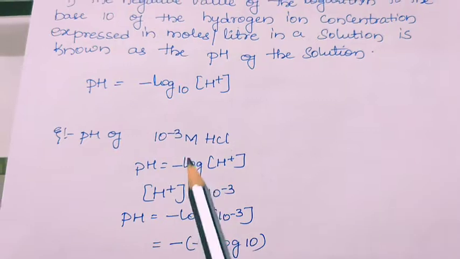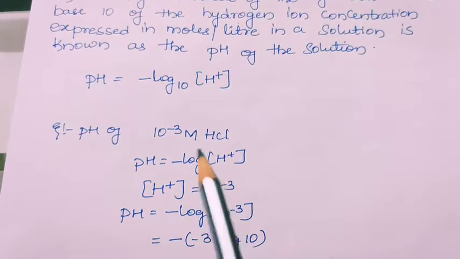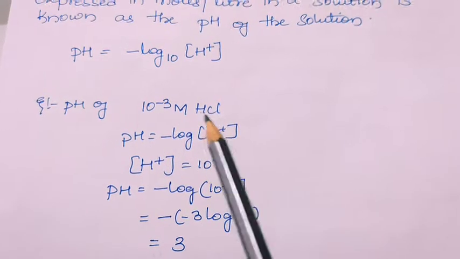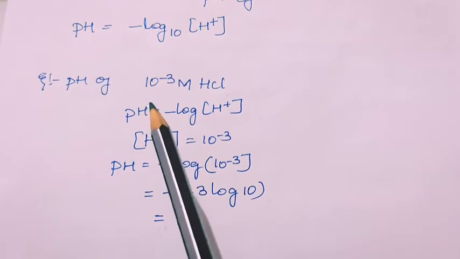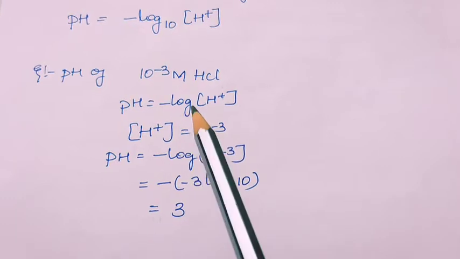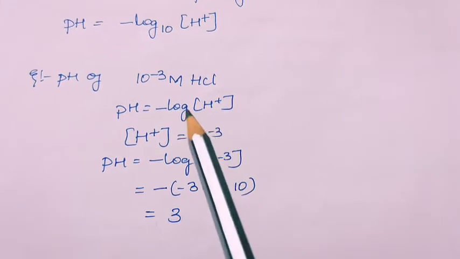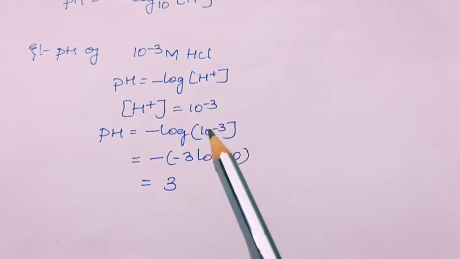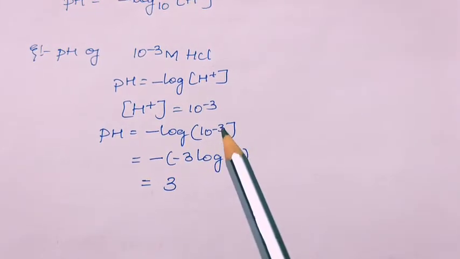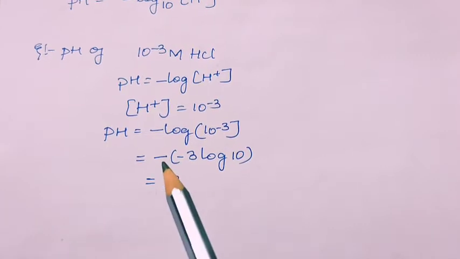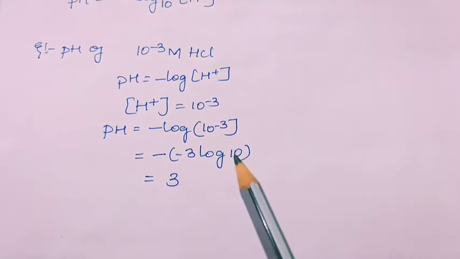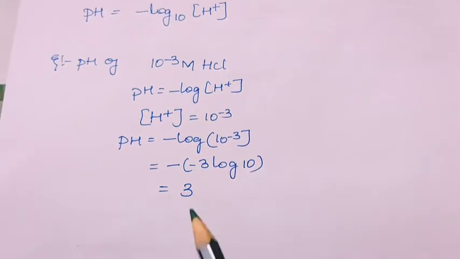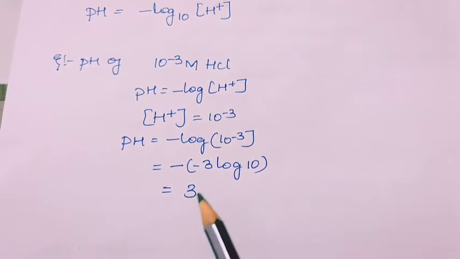So simply if you want to find out the pH of 10 to the power of minus 3 molar HCl, how are we going to get it? pH is minus log 10 H plus. So here H plus is 10 to the power of minus 3. So pH is equal to minus log 10 to the power of minus 3. So it comes to minus of minus 3 log 10. Log 10 is 1. So minus of minus becomes plus. So the pH of HCl is 3. So in this manner we can calculate the pH.